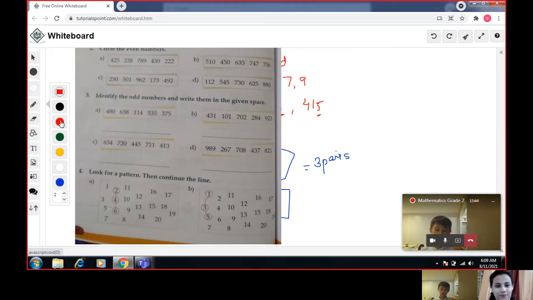Now see here, identify the odd numbers and write in the given space. Can you see this? Here you have to identify the odd numbers. So tell me now, among these numbers, which is the odd number? Is this the odd number? Is this the odd number? How will you identify whether the numbers are odd or not?